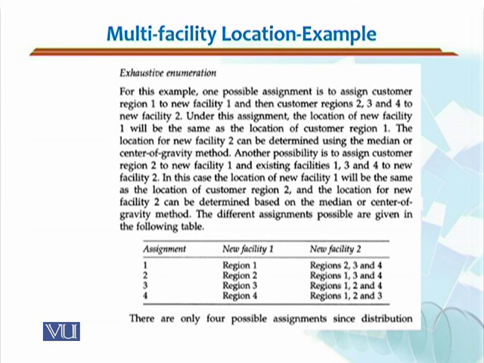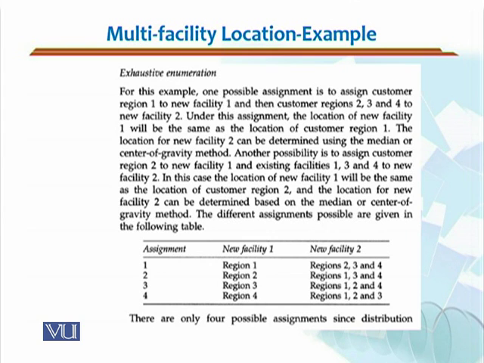Then we have exhaustive enumeration. For this example, one possible assignment is to assign customer region 1 to new facility 1, and customer regions 2, 3, and 4 to new facility 2. Under this assignment, the location of new facility 1 will be the same as the location of customer region 1. The location for new facility 2 can be determined using the median or center of gravity method. Simply, we can take the median of this, or the center of gravity method would be more appropriate.